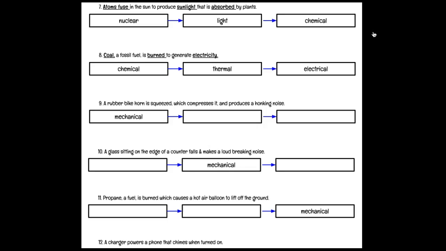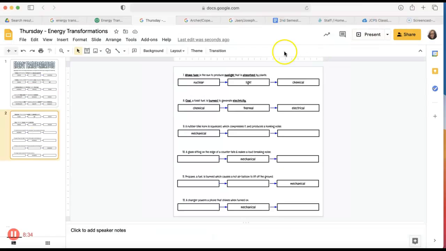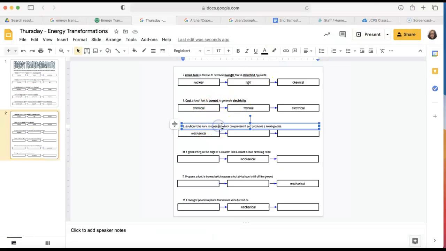Number 9, a rubber bike horn is squeezed. So it's sitting still, then it gets squeezed, total energy, that's mechanical. It compresses it down and produces a honking noise. So we have, yes, it's squeezed. Then it's also compressed.